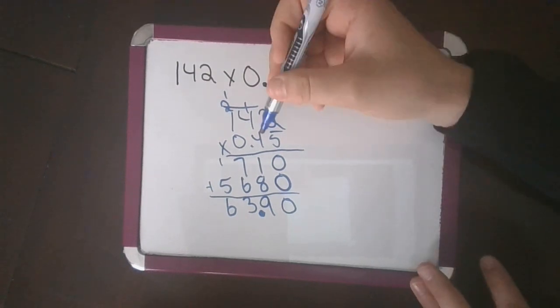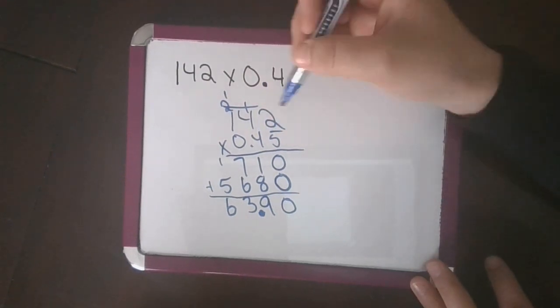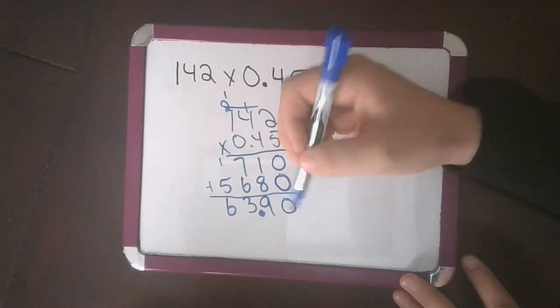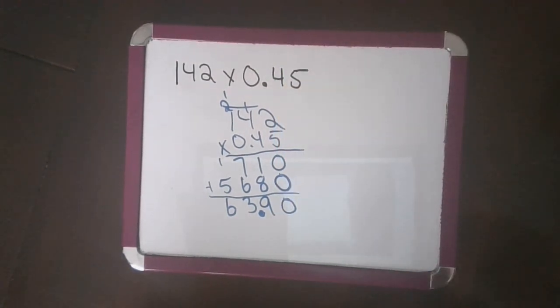Does it make sense with my cheat? Let's see. There are 2 numbers behind the decimal point altogether, and there are 2 digits behind the decimal point there. So yes, it does work with the cheat as well. So either of those ways would be able to solve it correctly.